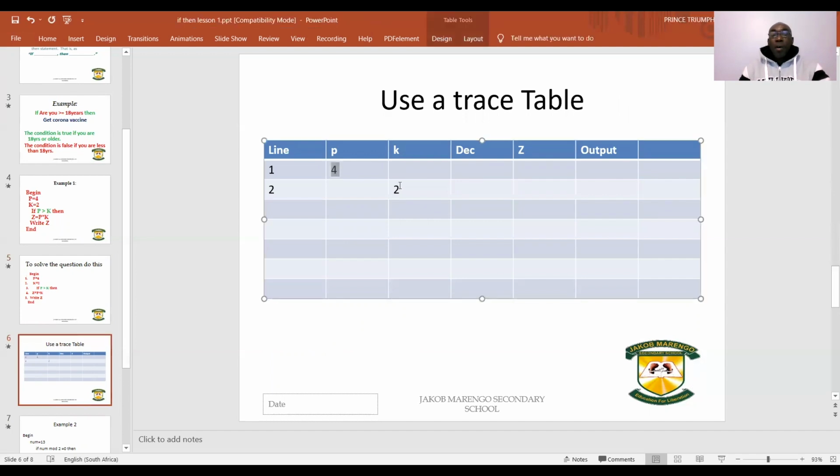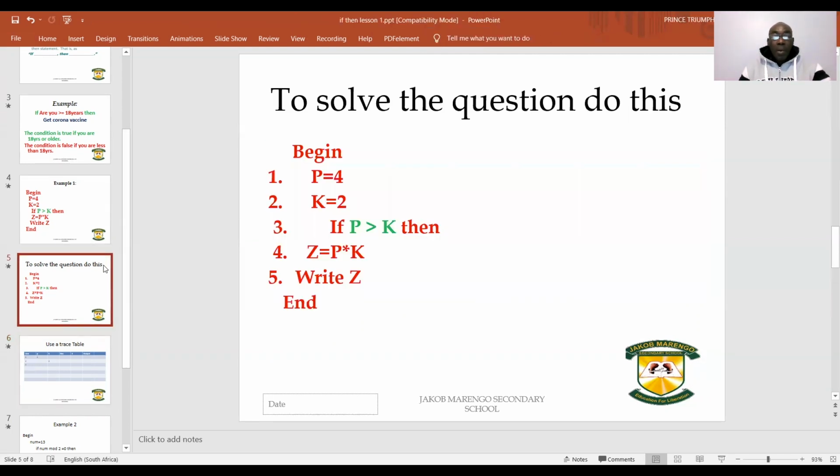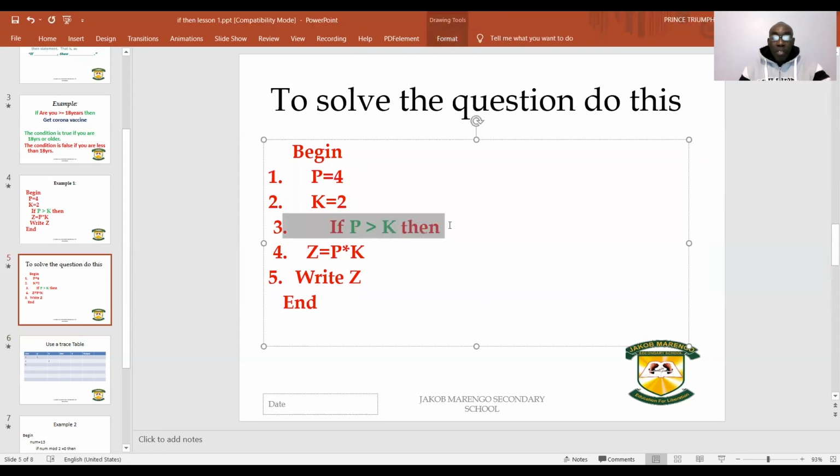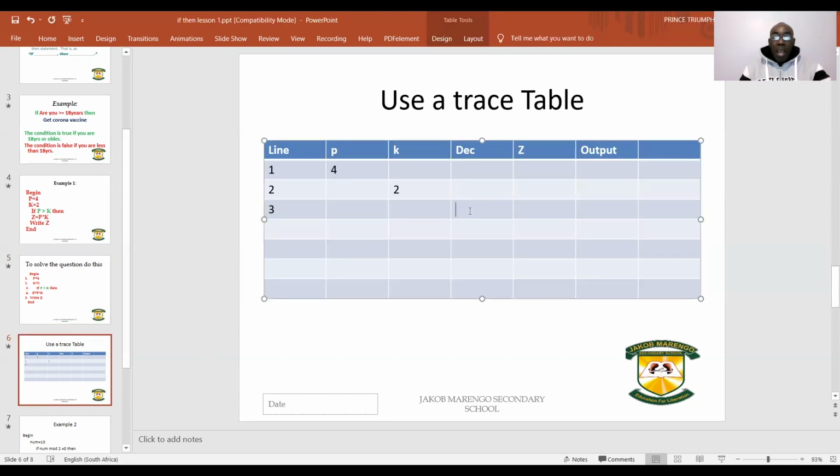P is 4. What is K? K is 2. So is 4 greater than 2? Yes, is my answer. So line 3, where I have my condition, is my condition true or false? My condition is true. So under decision, I will write true.